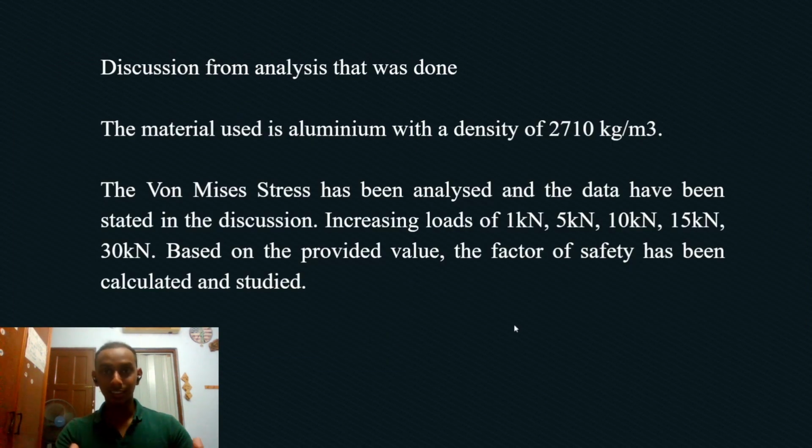So we have studied an analysis on the intake valve. We know that the material used is aluminium, with a density of 2710. Aluminium is light, it is strong, and it is structurally very rigid. This analysis uses multiple tetrahedron elements, which basically map each part, each surface of this valve, to study the acting loads on them. The von Mises stress has been analyzed and the data have been stated in the discussion.